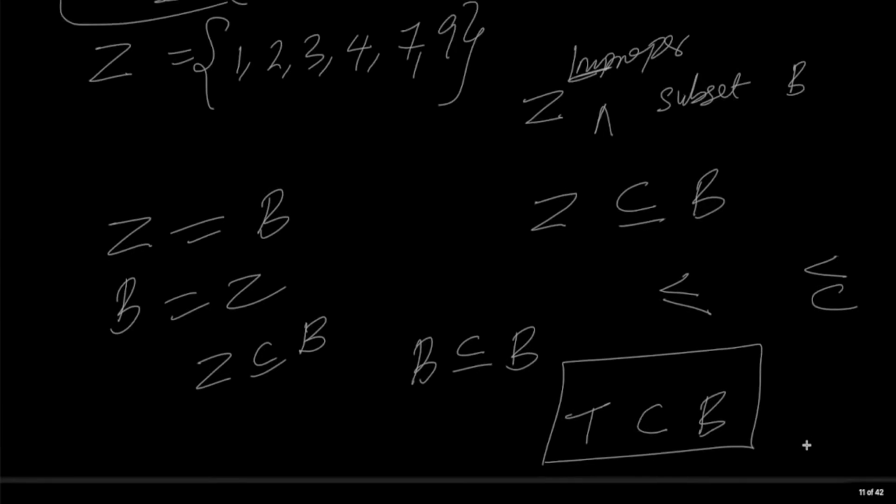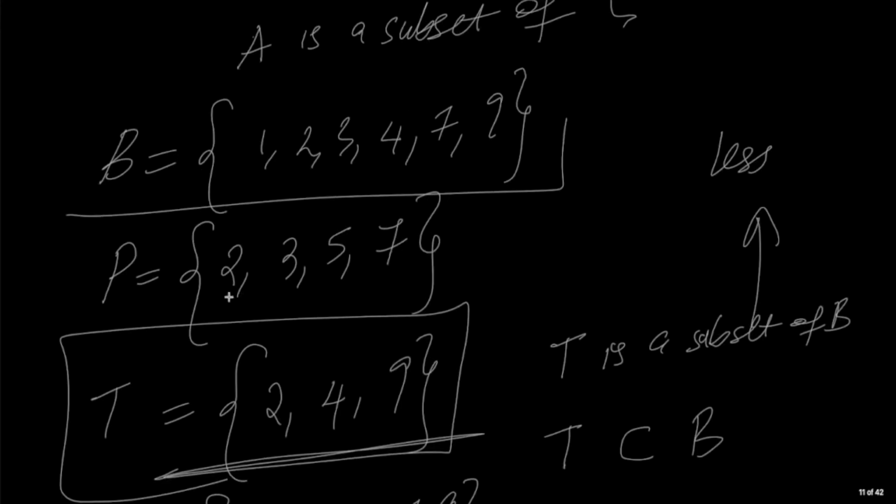Now let me come back to this place. What was the purpose of this? Not to confuse you. Because all the elements here are not from here, we can say what? P is not a subset of B. Can also do it like this. This, not this.